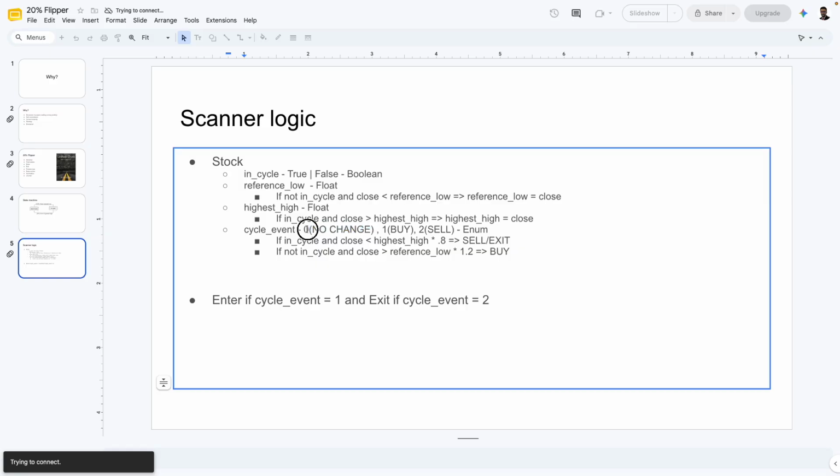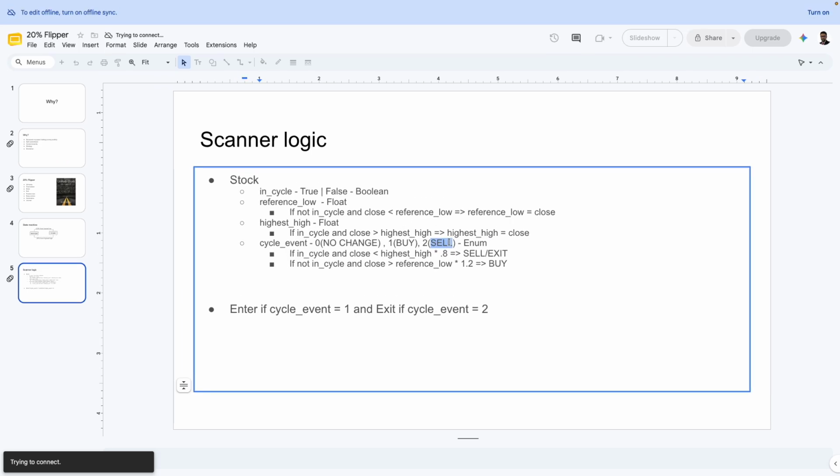If the answer is no, it's zero. If the stock is changing from not being in cycle to being in cycle, then of course it's a buy signal. And if the stock is flipping from in cycle to out of cycle, then it's a sell or exit. It's not a sell, it's an exit from the buy, because it's a long only strategy for me. So it's basically an exit.